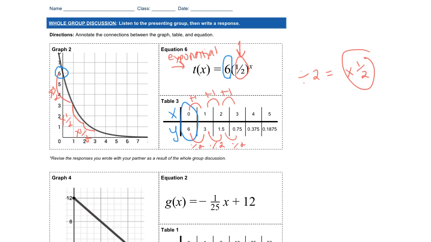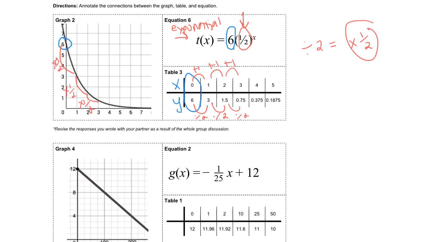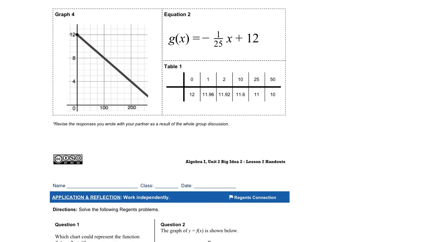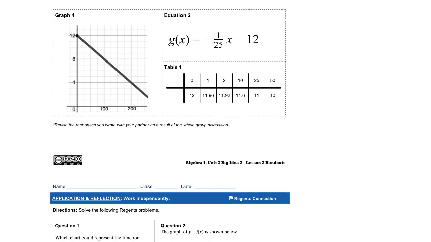And you can kind of visualize that each time this bump changes, it's half as big as the one before it. And that's what we're really looking for. So that's the exponential version. Let's look at the linear version. We know that our y-intercept is b, or 12.